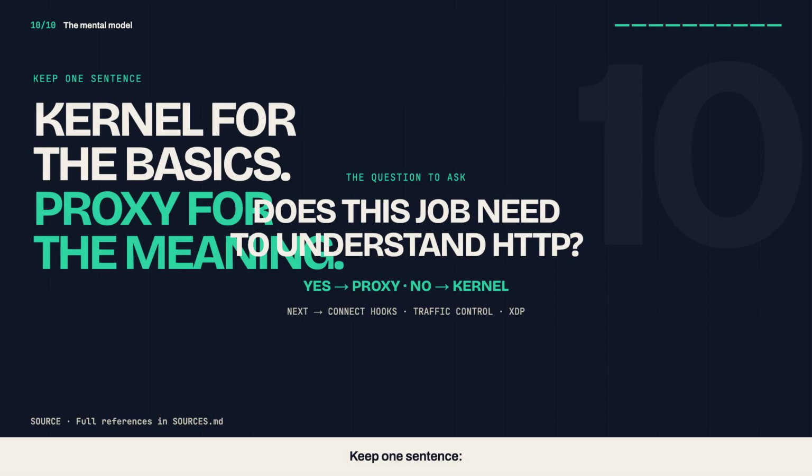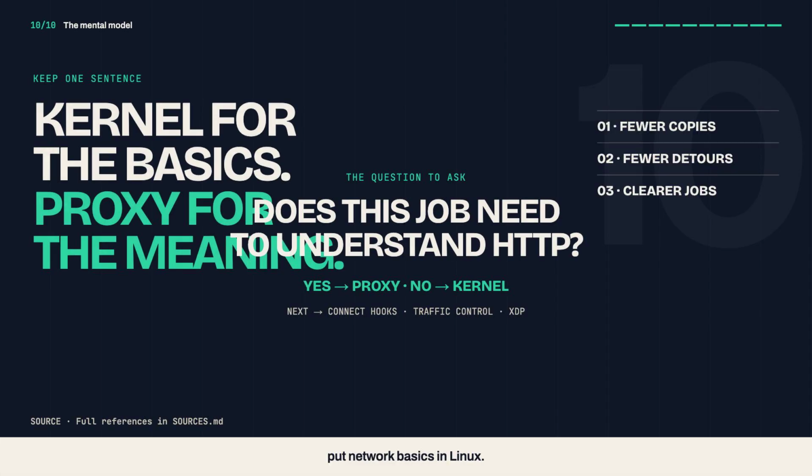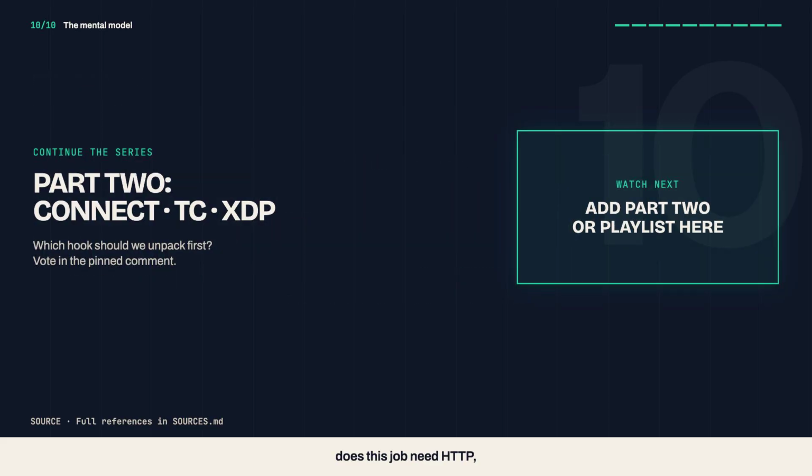Keep one sentence. Put network basics in Linux. Keep proxies for application meaning. That is how eBPF replaces sidecars without replacing every proxy. Connect hooks, traffic control, and XDP belong in part 2. For now, ask: does this job need HTTP, or does it belong in the kernel?